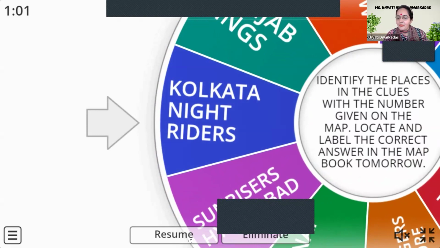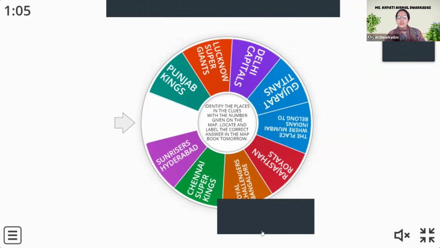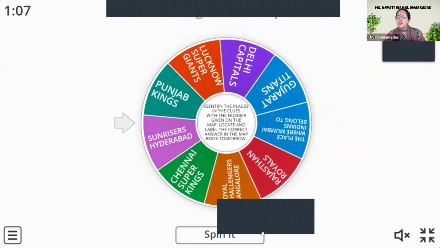Where would you find Kolkata Knight Riders? And you can choose to eliminate. If you eliminate, the question will disappear from the wheel. So next time when you spin it, you won't come back to the same question.